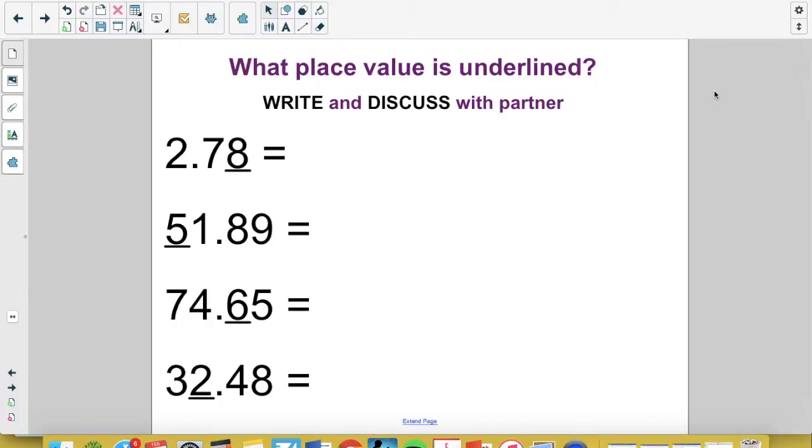All right. Okay, so here's your partner activity. You have 4 different decimals with a different place value underlined in each. Now would be a good time to pause the video and write and discuss with your partner.